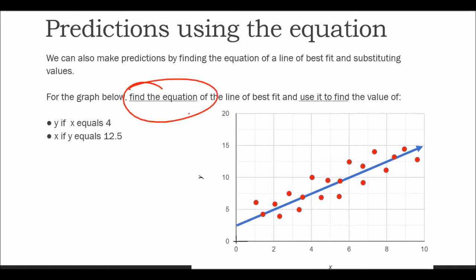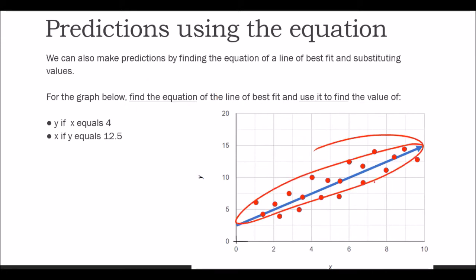So for the graph below, find the equation. We're going to find the equation now for that line. Okay, every line has an equation. Every single line. So this line must have some sort of equation. And this is how we do it.